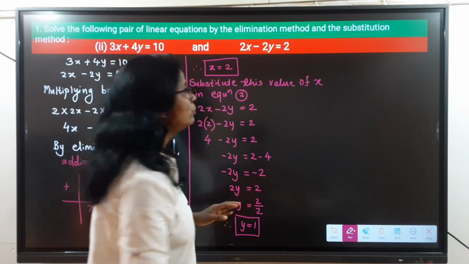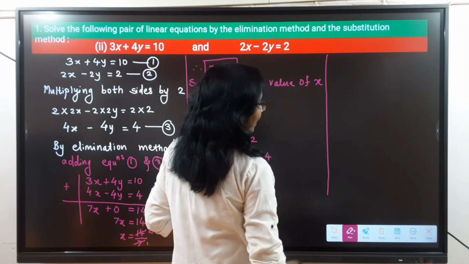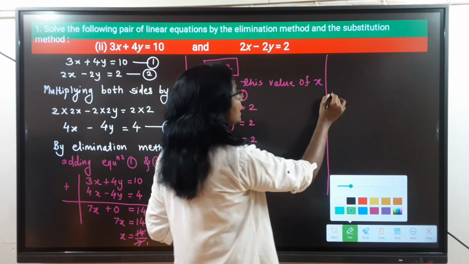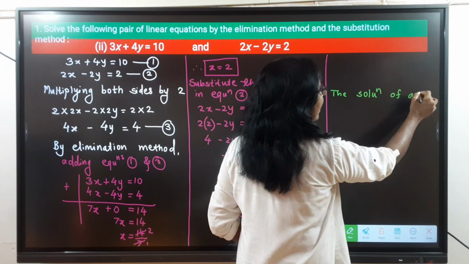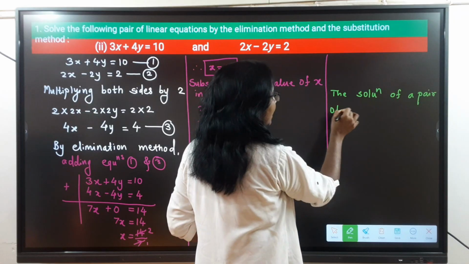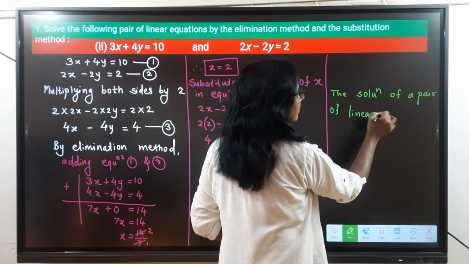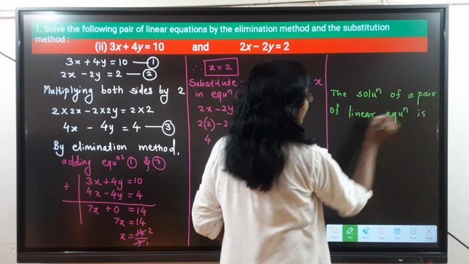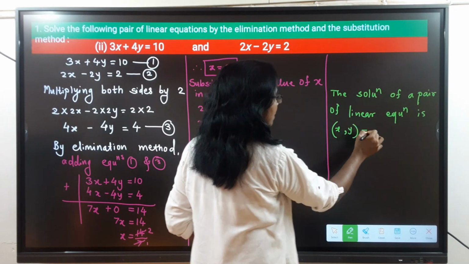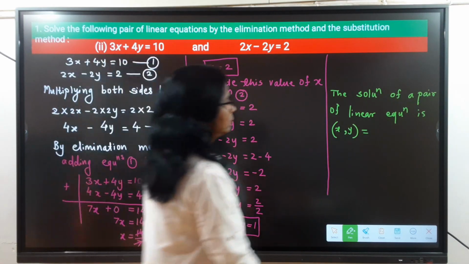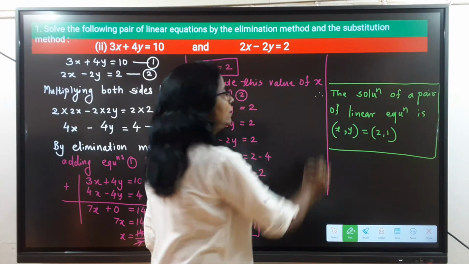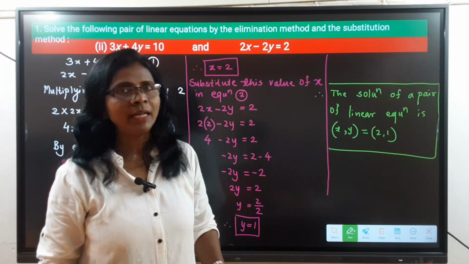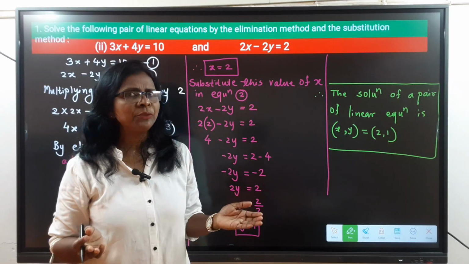So finally we write down here the solution of a pair of linear equations is (x, y) is equal to (2, 1). So this is the final answer. Okay students, this is the final answer: x is equal to 2 and y is equal to 1. So here students, the elimination method is completed.